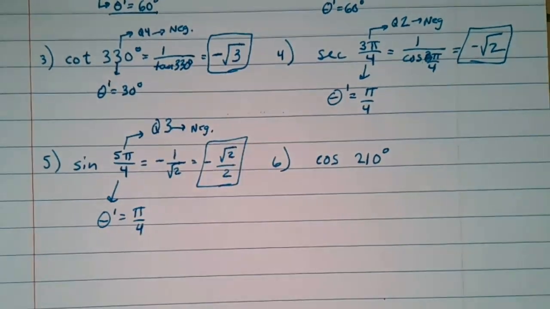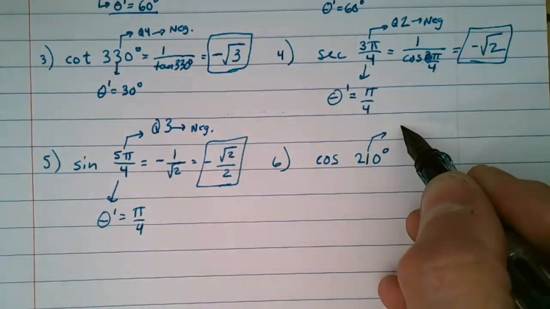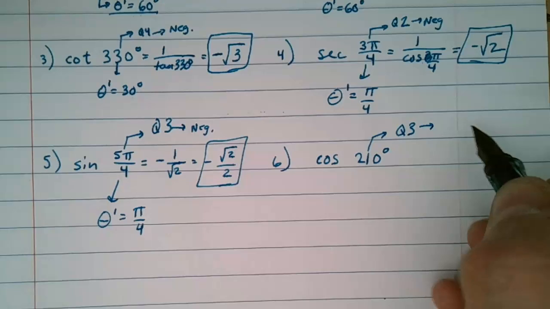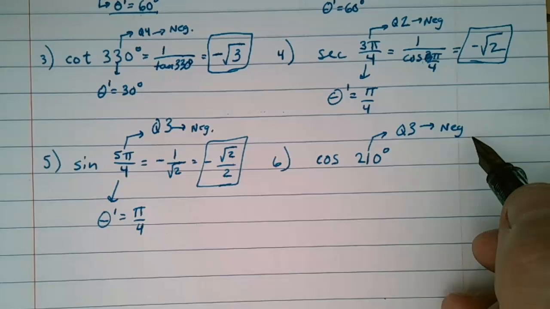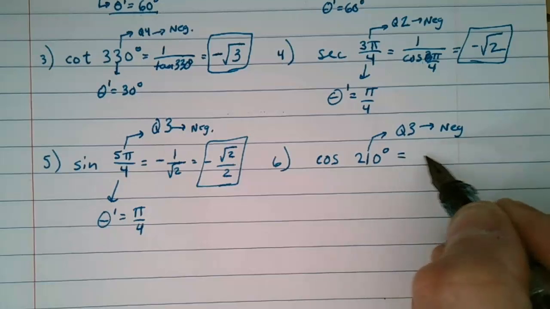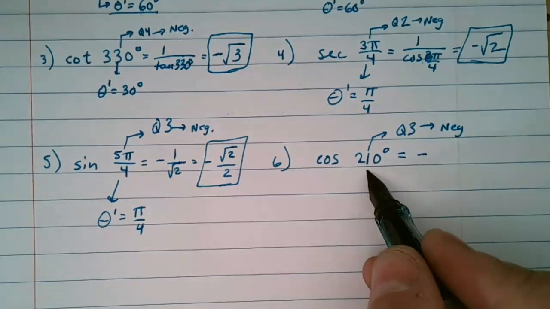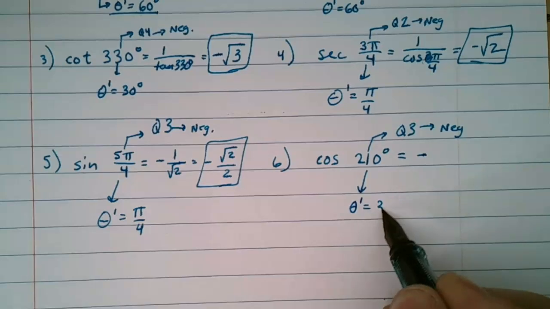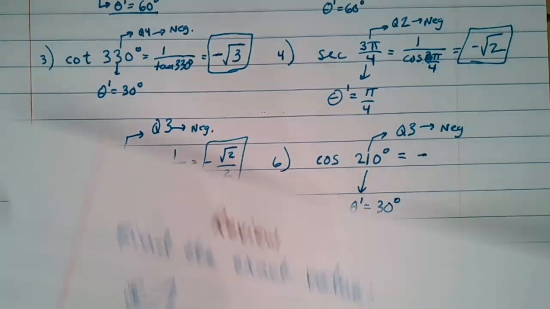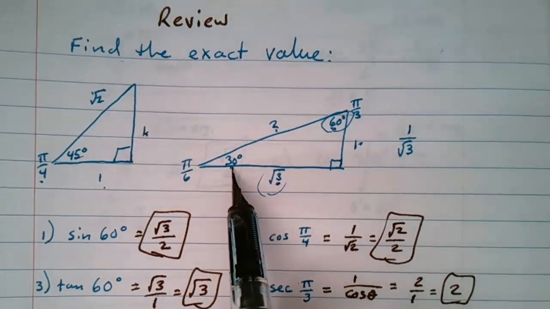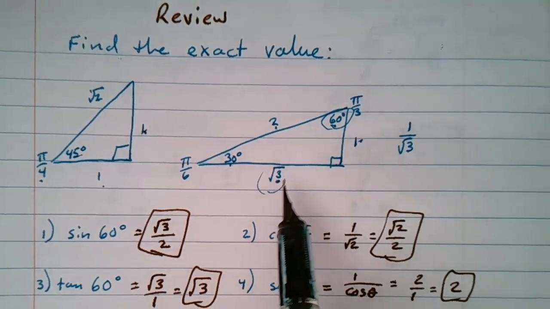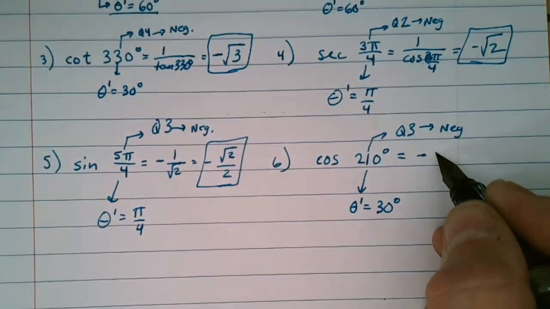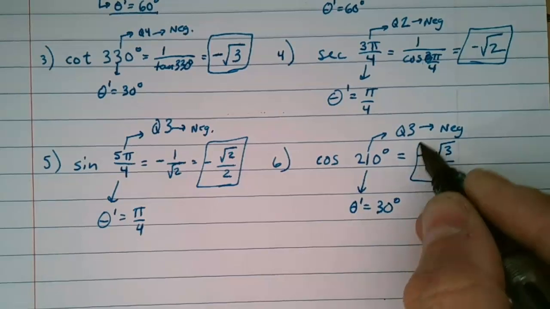Okay? Last one, cosine of 210. 210 is in quadrant 3 because it's bigger than 180. And in quadrant 3, all students take. Okay, that means tangent's positive. Sine and cosine are negative. My answer has to be negative. Cool. What is 210? 210 is a really fancy way to write 30 degrees. Okay, theta prime is 30 degrees. So what is the cosine of 30 degrees? Adjacent over hypotenuse. So root 3 over 2. So I get negative root 3 over 2.